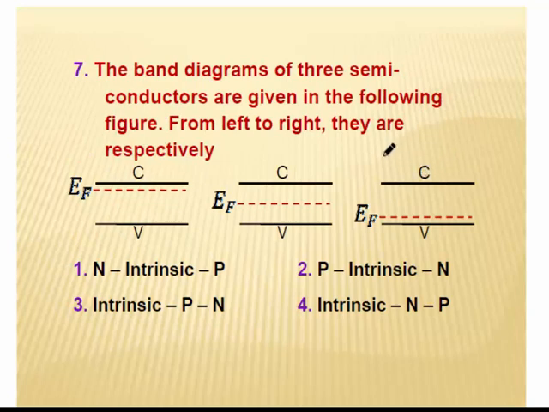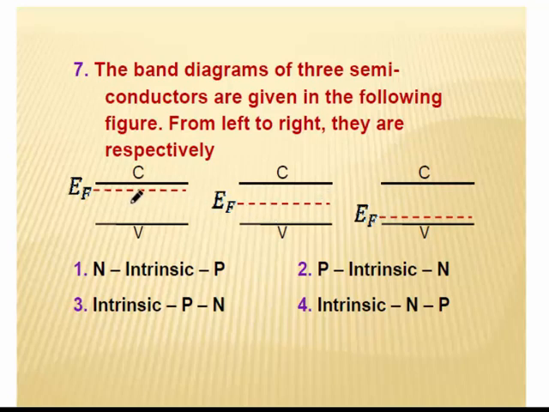Seventh one. The band diagrams of three conductors are given in the following figure from left to right. They are respectively... See here. In the first diagram, conduction band, valency band, and the forbidden energy gap is nearest to the conduction band. In the second one, the forbidden energy gap is in the middle. In the third one, the forbidden energy gap is nearest to the valency band.